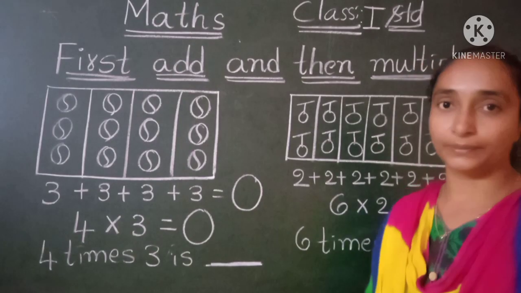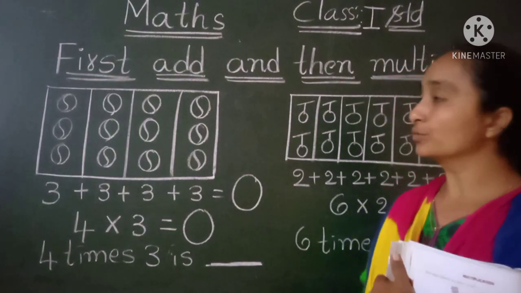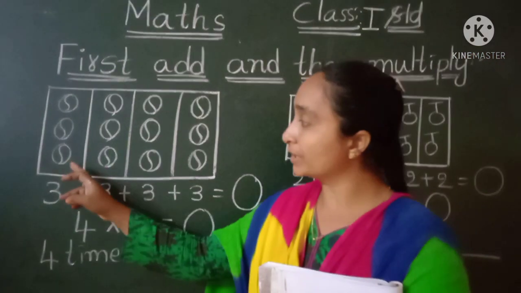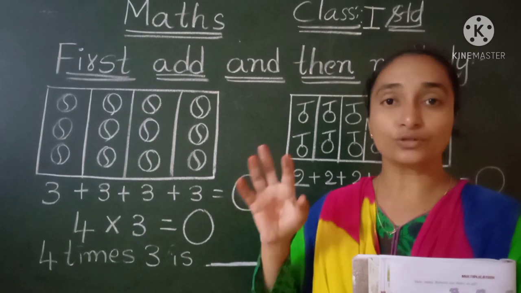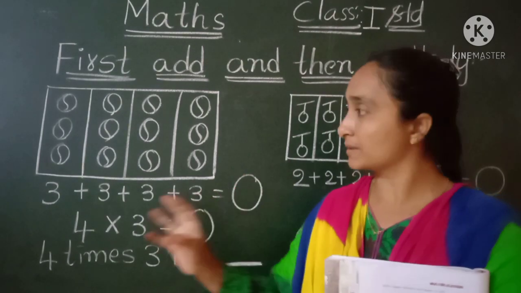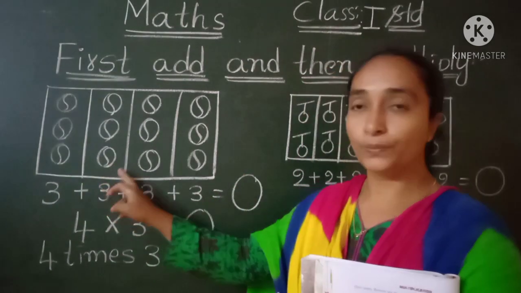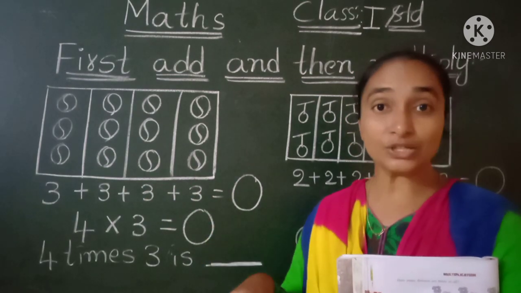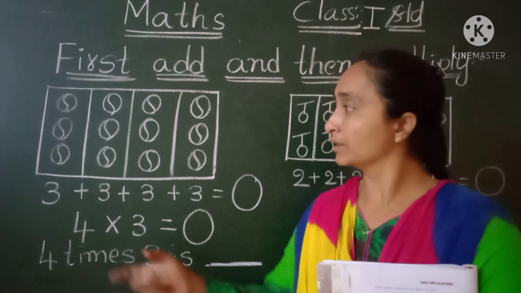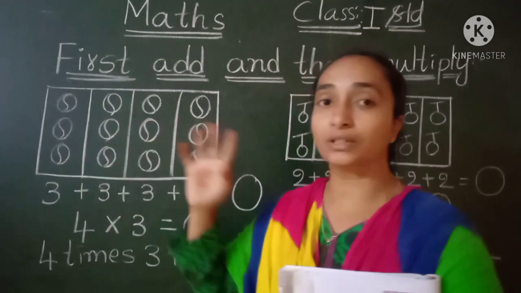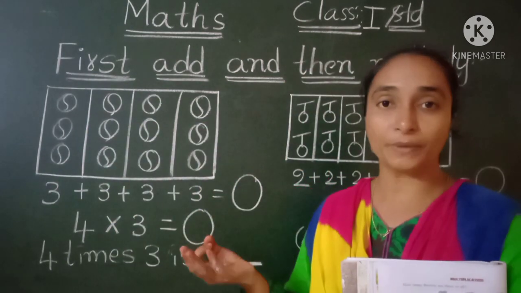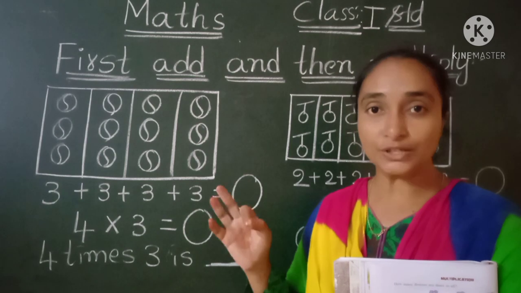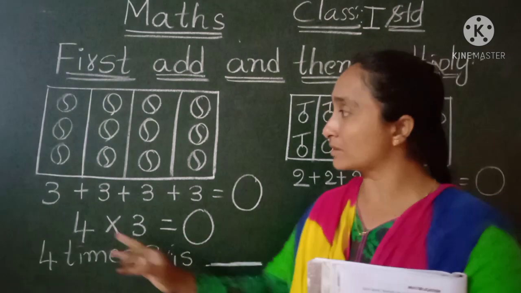First we have to add. So how to do the addition? Here, how many groups are there? First of all we have to count the groups. 1, 2, 3, 4. 4 groups are there. In each group how many are there? In each group we have 3 balls.